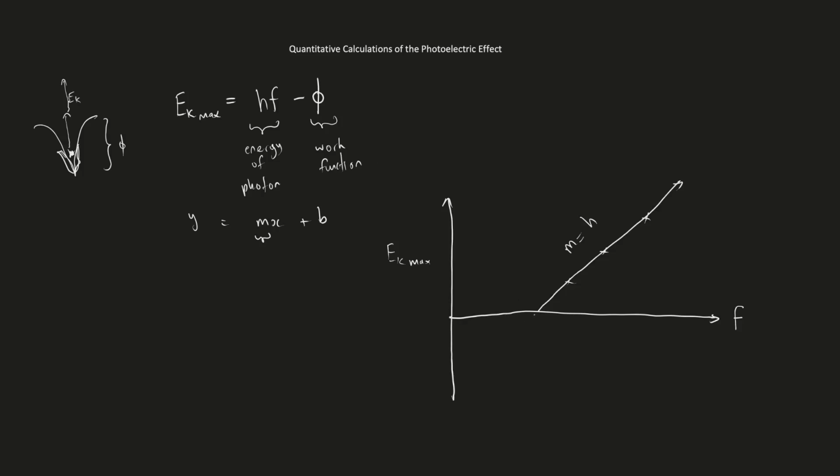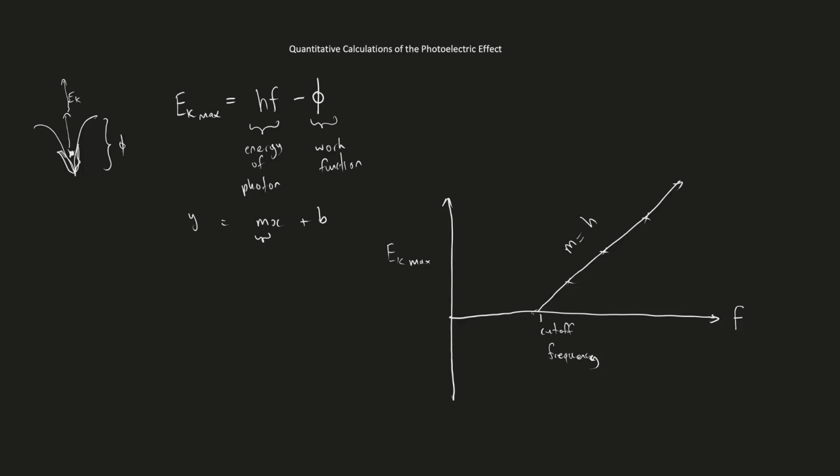Now, you can probably see just geometrically what's going to happen here. Let's first have a look at our x-intercept. It doesn't make sense to measure values lower than zero kinetic energy. So at some frequency, which we call the cutoff frequency, electrons are no longer ejected. There's no kinetic energy at all. They just don't leave the metal.